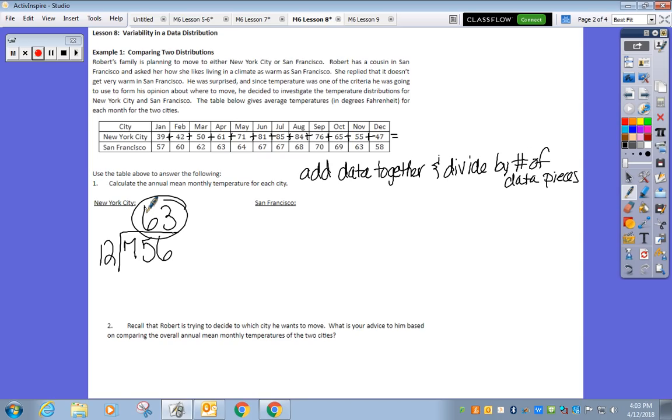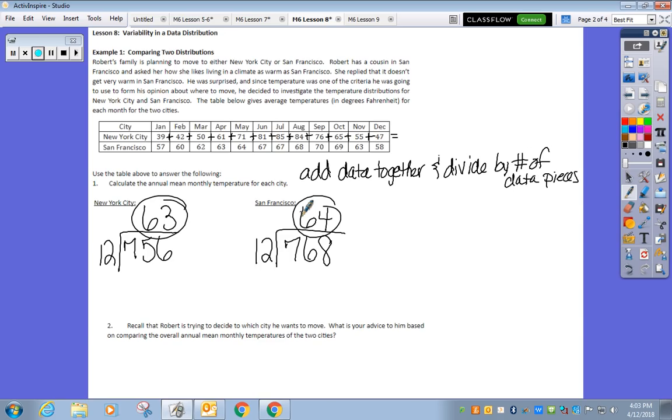If I do the same thing for San Francisco, add all of those together, I end up with 768, which I then again divide by 12, and this time I get 64 degrees. So 63 degrees and 64 degrees aren't really that different.